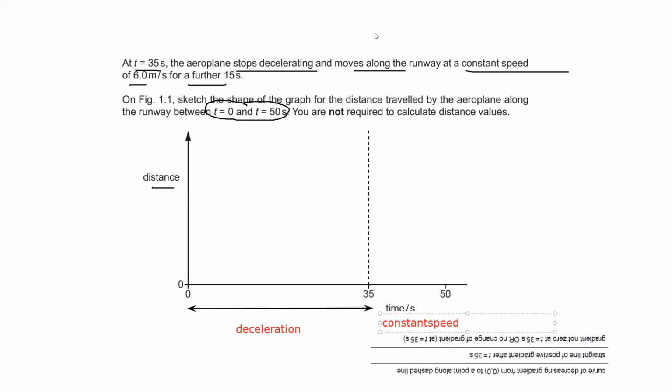So how do we represent a deceleration on a distance time graph? We represent it by a curve, that's right. So the distance time graph will be a curve, and then it moves with a constant speed, so it will be a straight line. This is a distance time graph. In a distance time graph, when the slope decreases, that represents decelerating or decrease in speed.